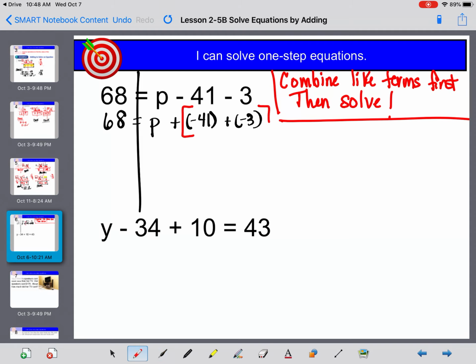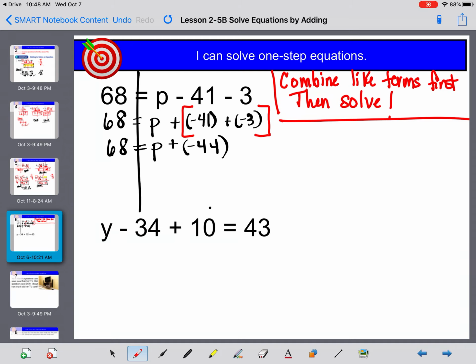I see that I can combine these two numbers. Before I start solving, I need to get it down to a variable and a number. I don't want all this other stuff happening. Negative 41 plus negative 3 is, notice how I keep my equal sign right on that vertical line, a negative 44. Okay. Now I'm going to switch over into solving because I'm down to a variable and a number.